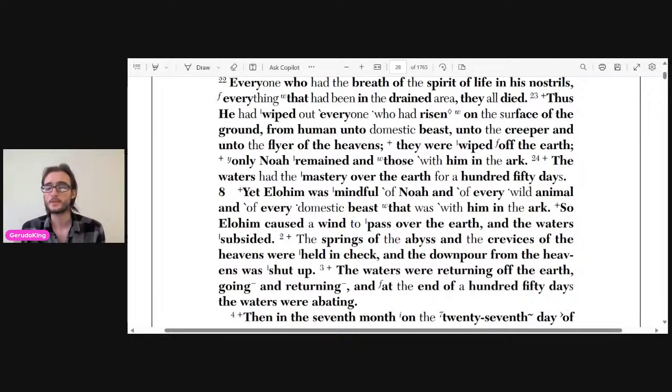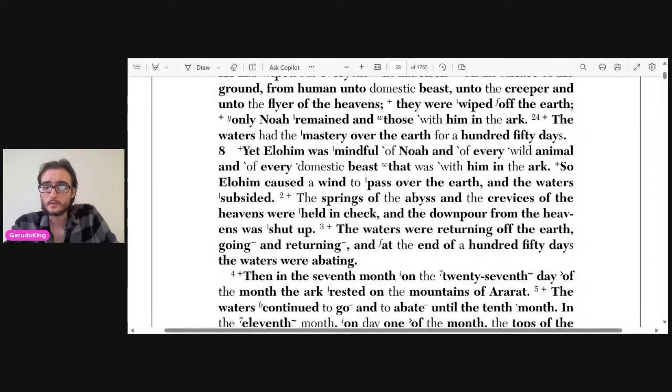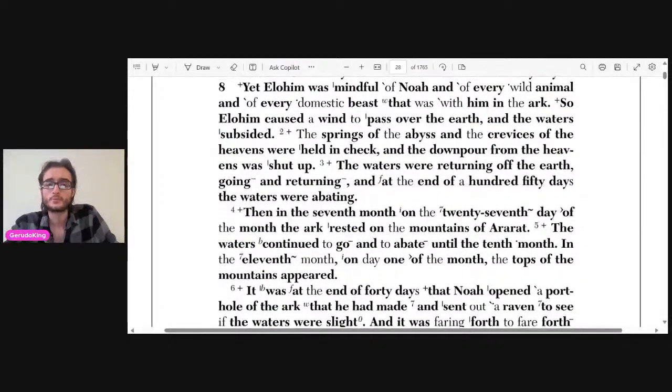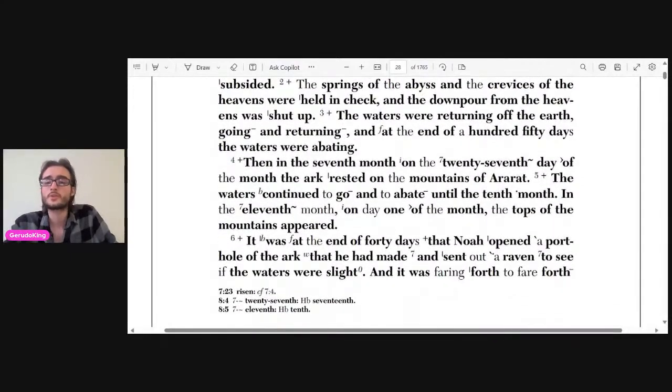The waters had the mastery of the earth for 150 days. Yet Elohim was mindful of Noah and of every wild animal and of every domestic beast that was with him in the ark. So Elohim caused a wind to pass over the earth, and the waters subsided. The springs of the abyss and the crevices of the heavens were held in check, and the downpour from the heavens was shut up. The waters were returning off the earth, going and returning, and at the end of 150 days, the waters were abating.